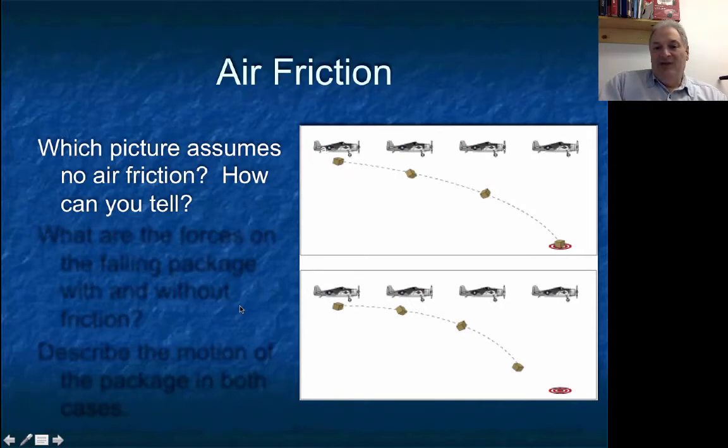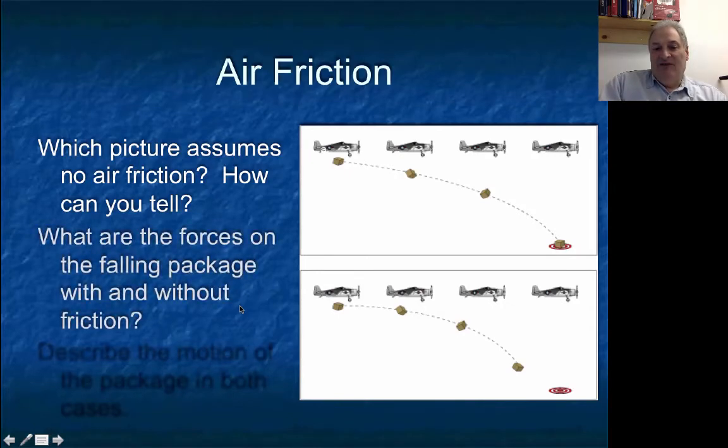I think we can answer this question if we analyze what the forces are on the falling package with and without friction. In the top frame, as the package falls, what forces are on the package? Well, there's only one. It's the gravitational force down that is accelerating the package downward. The package has some motion in the direction of the plane, and so it's moving in that direction, and there's no force in that direction, and so the package and the plane maintain the same speed in that direction from left to right across the screen.